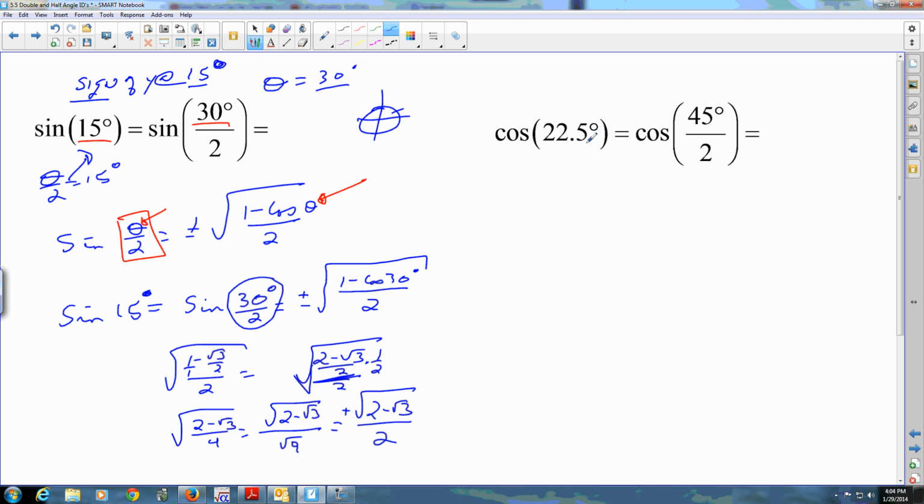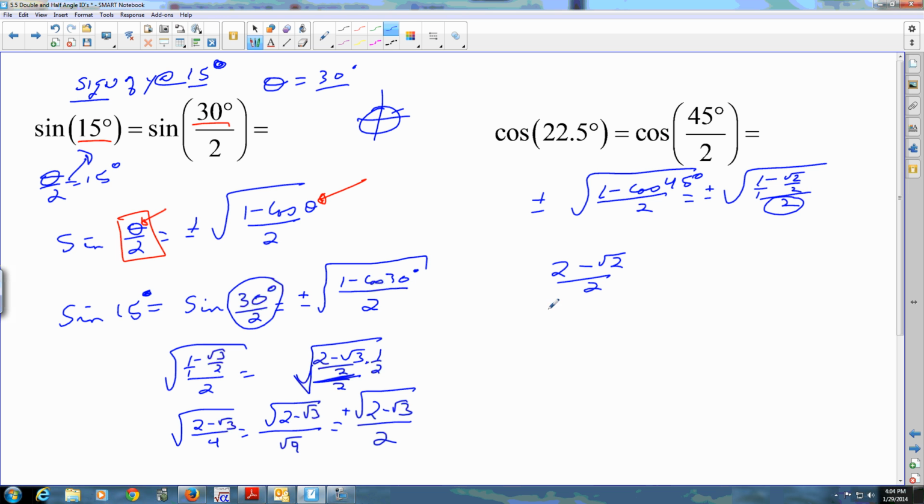Cosine of 22.5 is the same as cosine of 45 over 2. So then you use the cosine identity. Again, we have to choose a plus and a minus. Square root of 1 minus the cosine of 45 over 2. So that's plus or minus, and I'm just leaving them off right now because we need to focus on this other stuff. 1 minus square root of 2 over 2, over 2. Get a common denominator. So that's 2 minus the square root of 2 over 2, over 2.